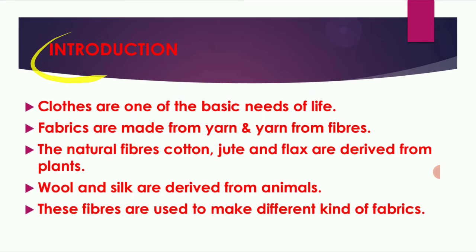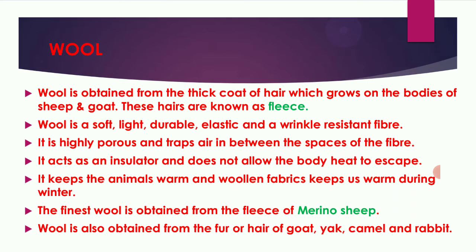First we are going to study about wool. Wool is obtained from the thick coat of the hair which grows on the bodies of the sheep and goat. These hairs are known as fleece. Wool is obtained from the hairs of the animals which grow on the bodies of the animals like sheep or goat. They are called fleece.